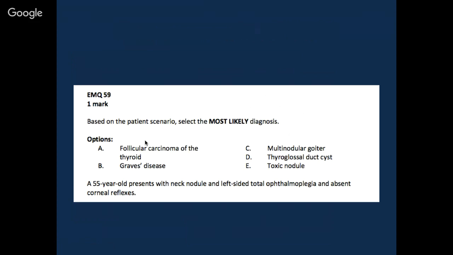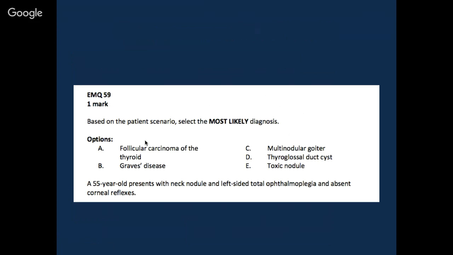A 55-year-old presents with a neck nodule and left-sided total ophthalmoplegia and absent corneal reflexes. What's causing this? Hint, it's got to do with the thyroid. Sorry? Someone shout out an answer? Someone said B? Would anyone put anything else other than B?